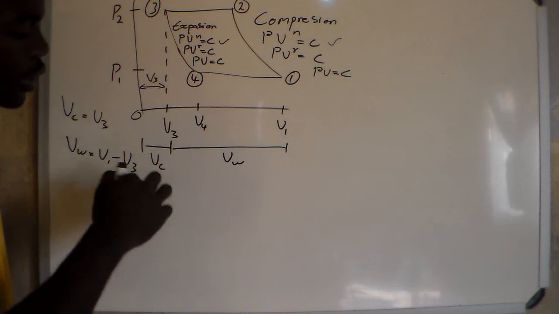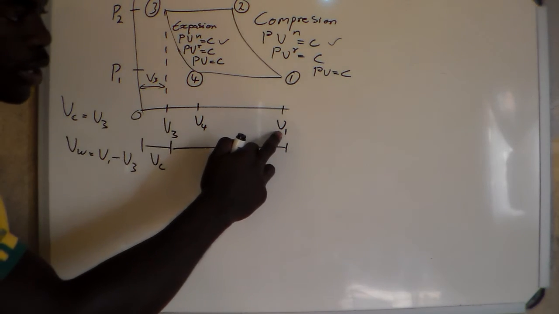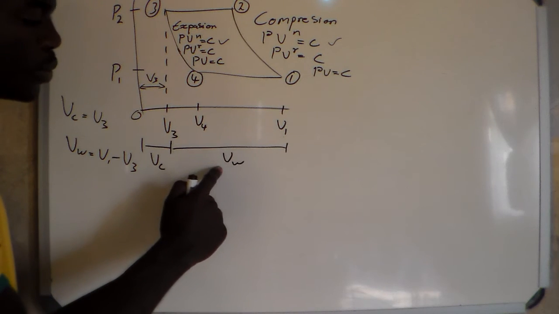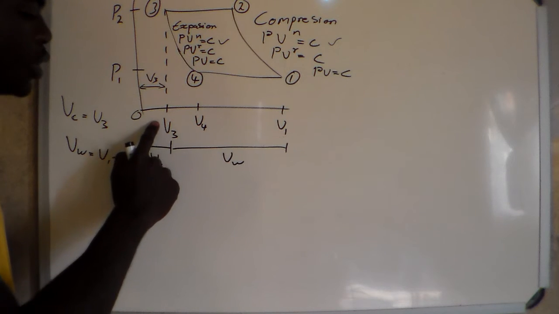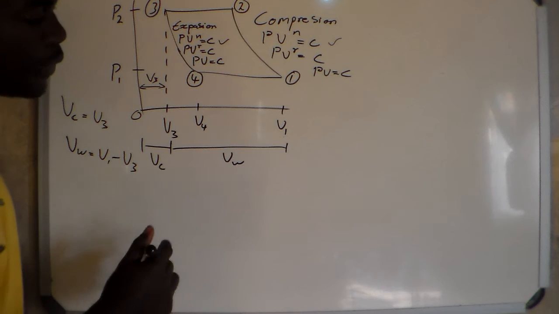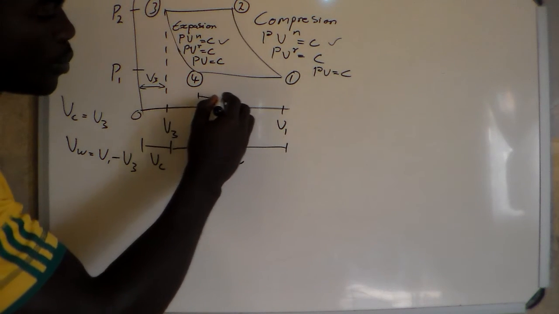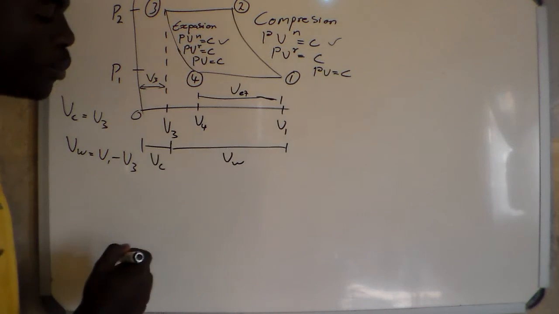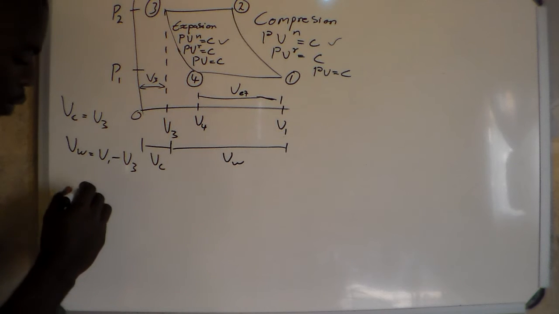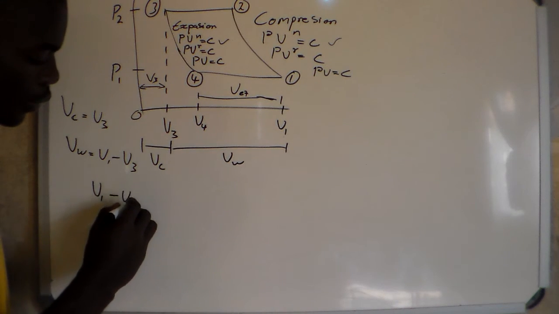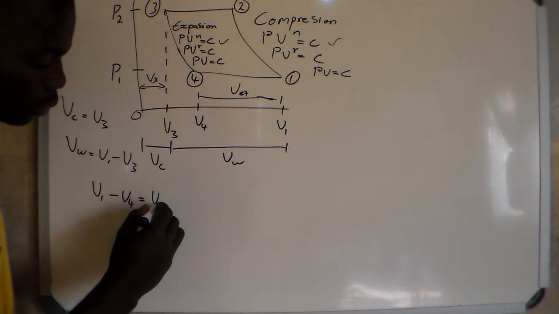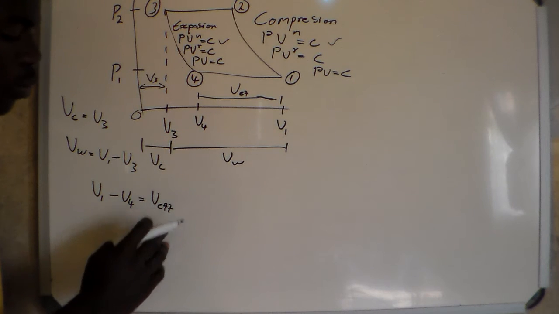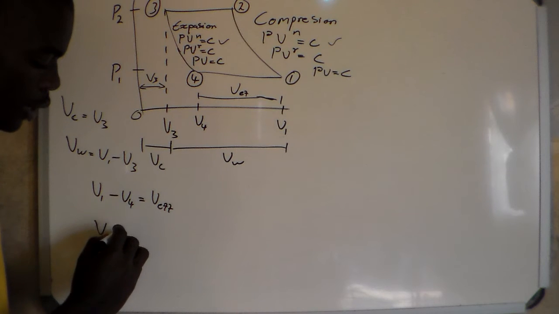If you check from point zero to point V1, it is volume number one. So the swept volume is volume one minus the clearance volume, which is volume number three. And then we have an effective volume. The effective volume is from volume number four to volume number one. So this one is going to be our effective volume, which is V1 minus V4.